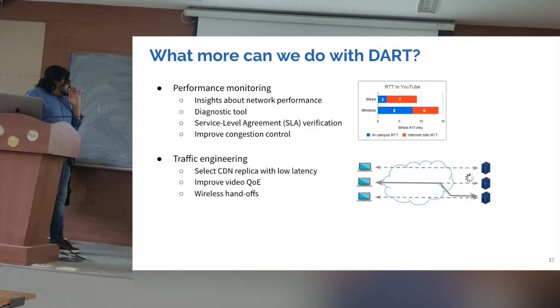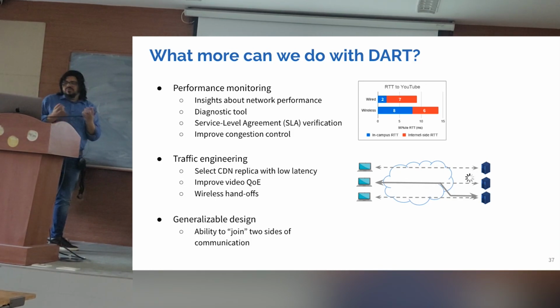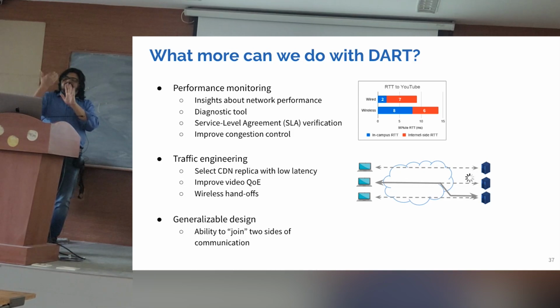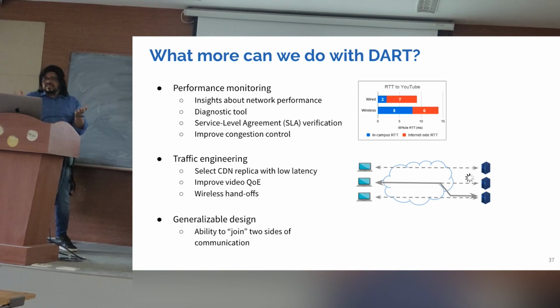I also want to point out that the design is actually quite generalizable. We spoke about RTT measurement, but essentially what we did was join two sides of the traffic, right? One side going from the sender to the receiver, and another coming back. So if you have any use case where you want to join two sides of traffic, then this kind of data structure would come in handy.